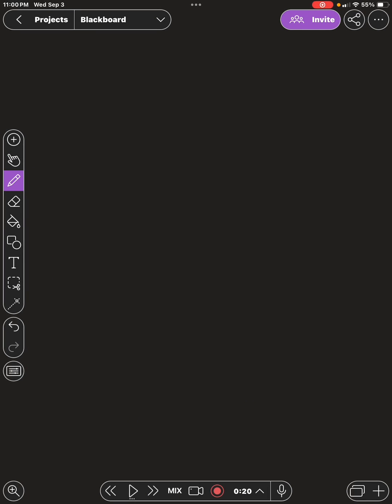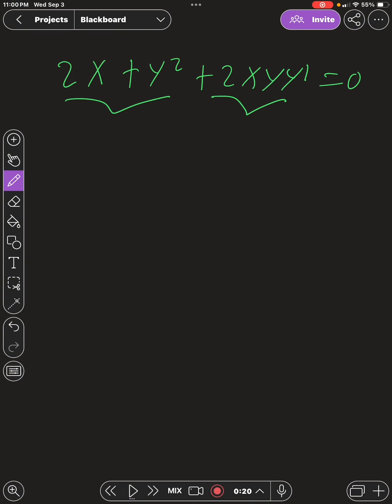Let me go ahead and write this out again. So this equation I just had up here, (2x + y squared) + 2xy y prime = 0. This is in that M, N form. So this is M of x, y, and this is N of x, y. Now we can check if they're exact by using the formula I mentioned earlier. So this is M, this is N.